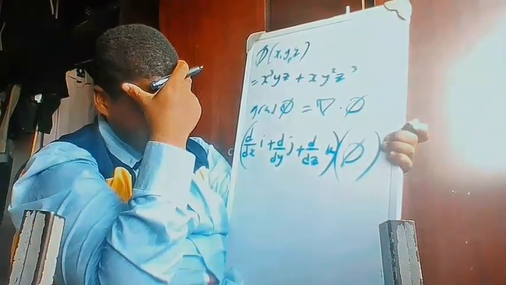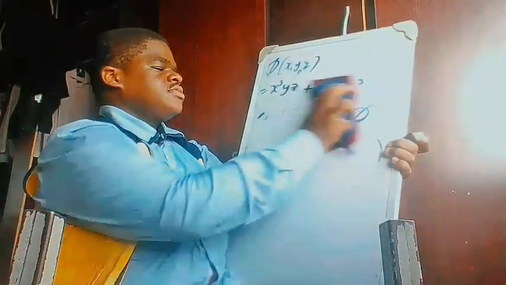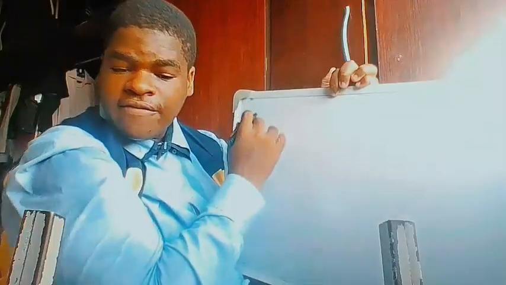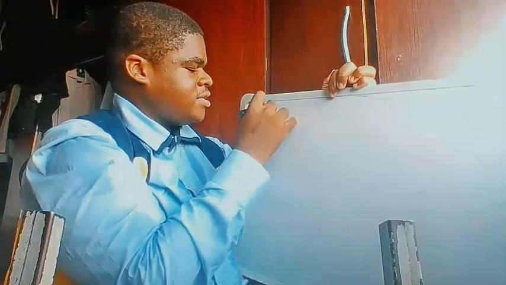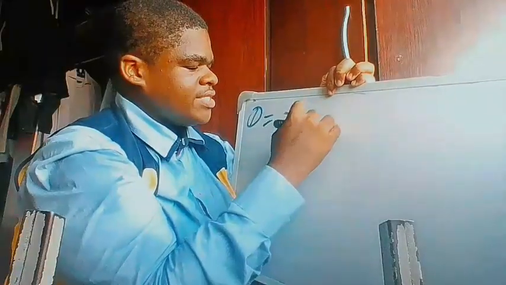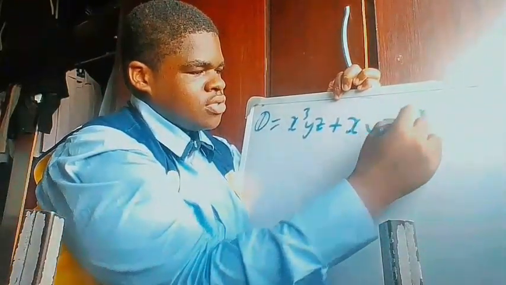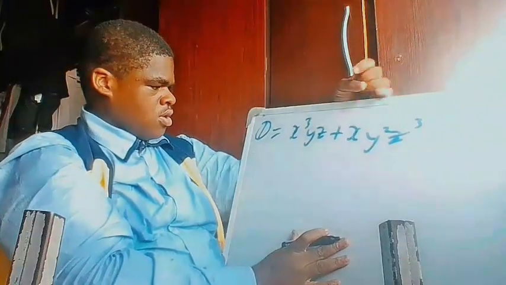I don't really know how I'll do this with a small board, but where there's a will, there's a way. So I'm going to just turn the board flat. I believe I can solve more with the board flat like this. So what was our phi again? Phi is equal to x cube yz plus xy square z cube.